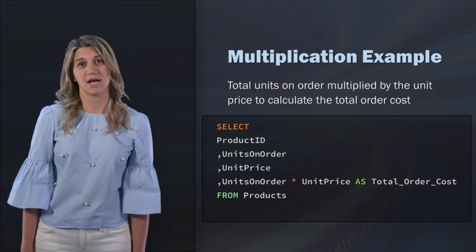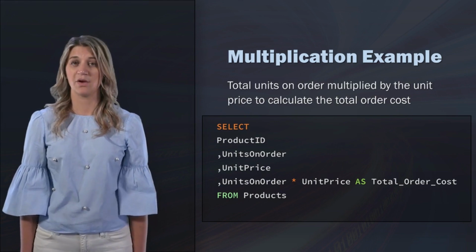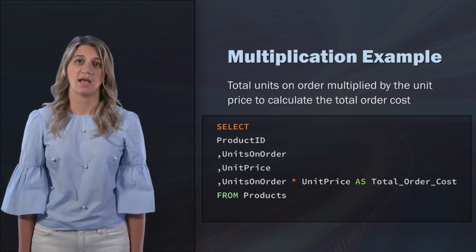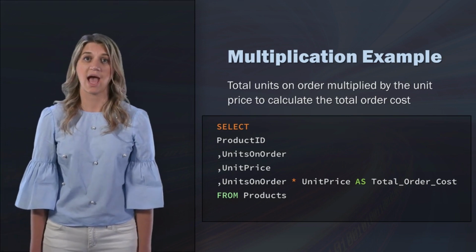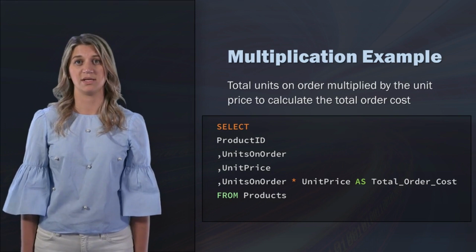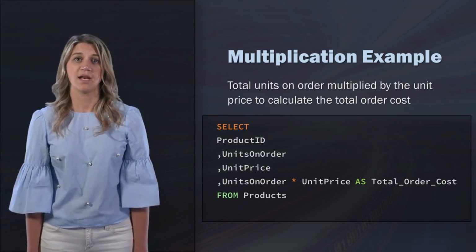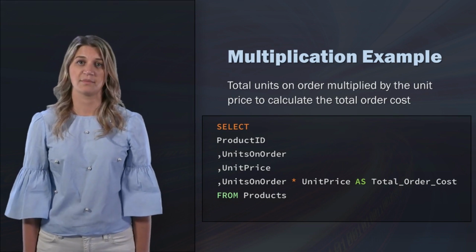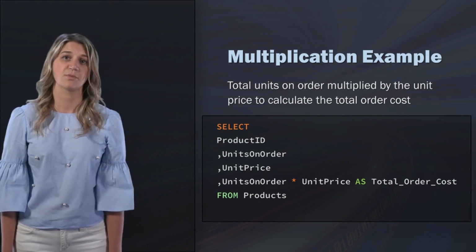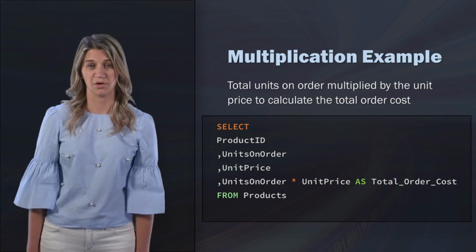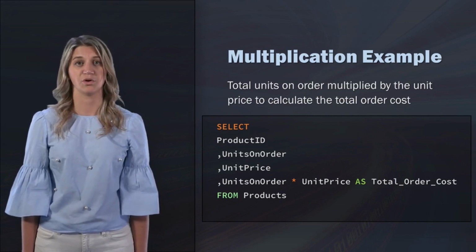And then I list them out just as I would any column, but I add in my operators. Here I have my units on order times unit price. And then I'm using an alias, as, for what I want this new column to be named, and this is going to be the total order cost. And then I'm going to state where I want it from. As you can see, I now retrieve 4 different columns: the product ID, the units on the order, the unit price, and then my new calculated column, which is the total order cost.